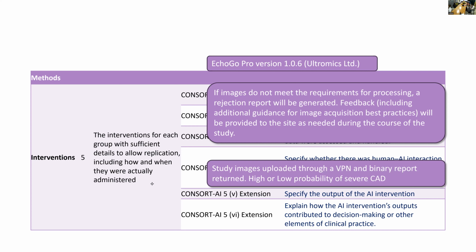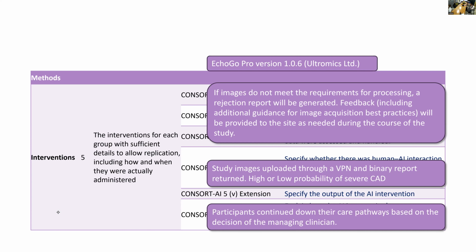Then the study images were uploaded through VPN. We don't know how much human interaction there was. The output, as I told you, is the high and low probability. And so the patients, after this decision, continued their care pathways based on the managing clinician. So this added to their routine standard of care. They have an algorithm which they follow for anybody who has angina, and they will follow that. The only additional thing is this result. So the intervention does not guide or dictate any of the other management pathways. It only gives this information.